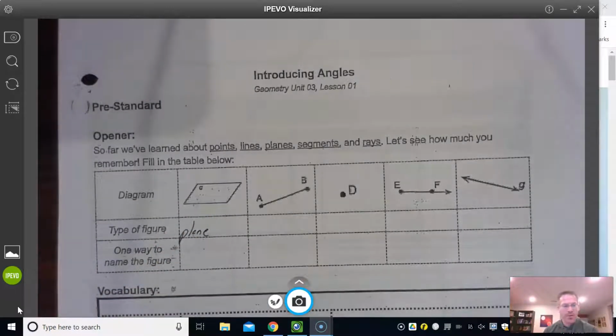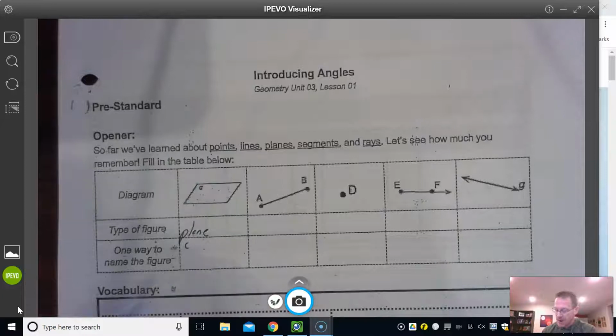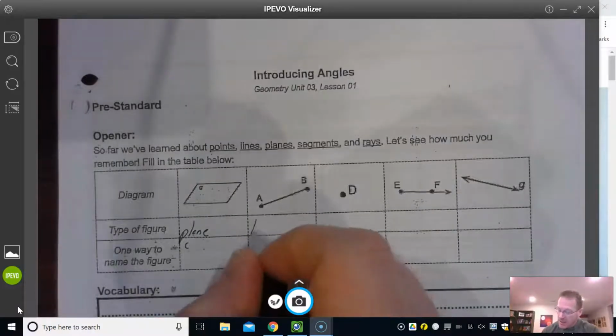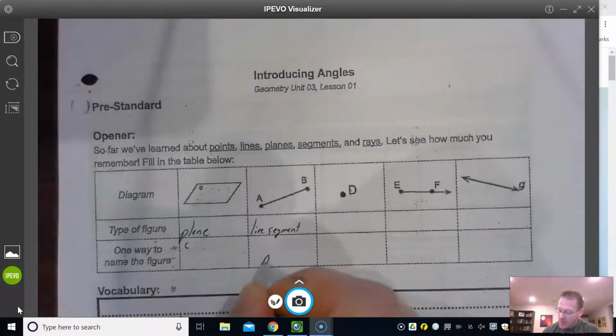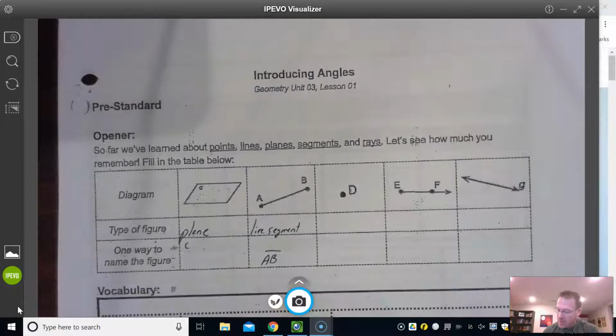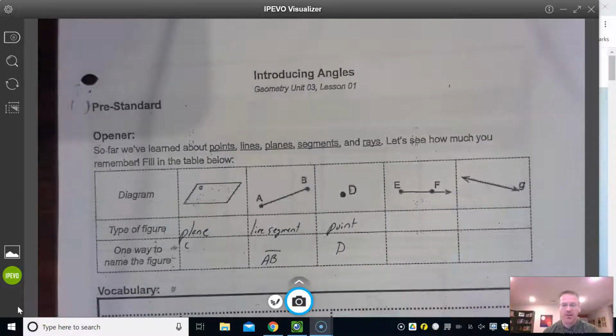All right, so when we look at the first figure, hopefully you said that this was a plane. One way we can name a plane is with a single lowercase letter. We said we could also label it with 3 non-collinear points, but since we don't have any of those in the plane, we would just go with that lowercase letter. This is a line segment, and we use 2 capital letters and draw the segment symbol over the top. This is a point, and we use 1 capital letter. So point D.